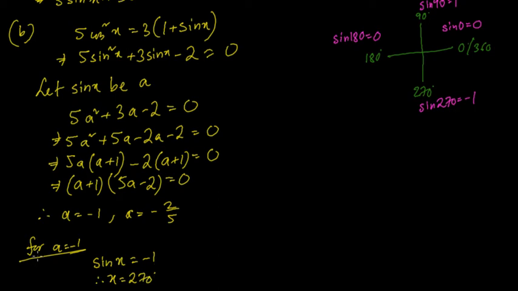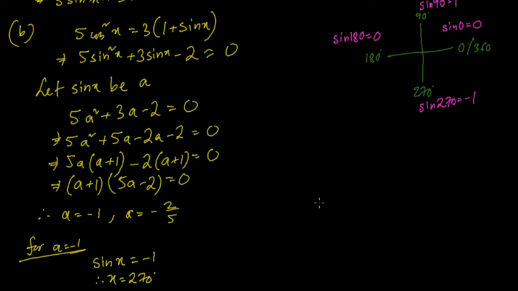You don't even have to do the sine inverse of minus 1. You don't need to do that. You don't have to write therefore x equals sine inverse minus 1. That's not necessary. You can directly do it like this. So this was pretty straightforward.